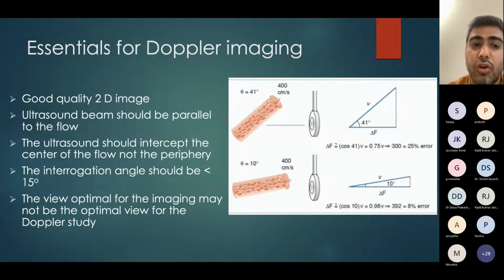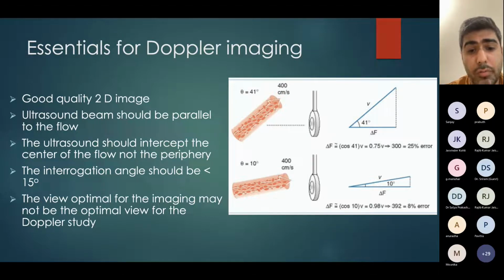So certain essentials for Doppler imaging are a good quality two-dimensional 2D image and an ultrasound beam which should be parallel to the flow. That's why the concept of the deep transgastric and the transgastric long axis view is important, because they allow proper alignment, which should preferably be within 15 degrees. If it is within 15 degrees, an error of only around 8% is expected, whereas an angle of around 40 degrees gives us an error of maybe around 25%.